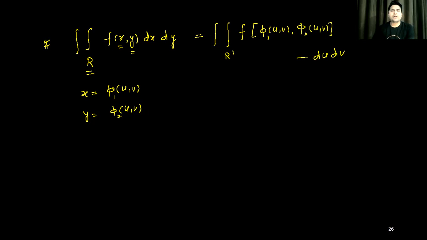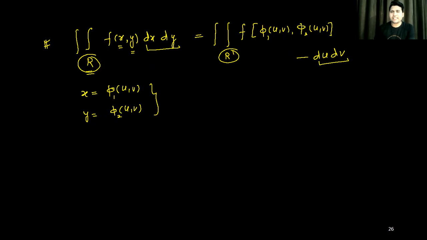Now, the change you are seeing is that the region which is initially R in the xy plane will change into R dash in the uv plane. Means it is a kind of substitution that I did for x and y for changing the variable.